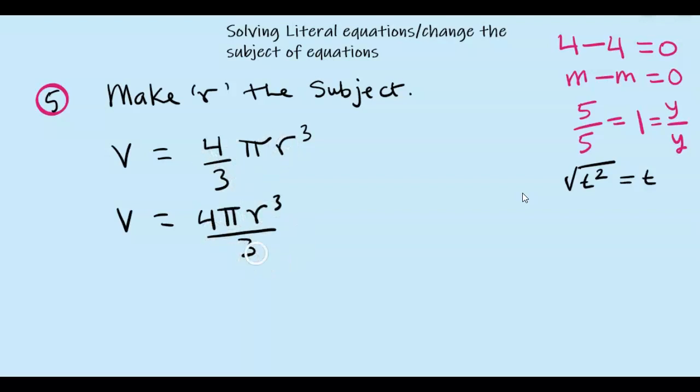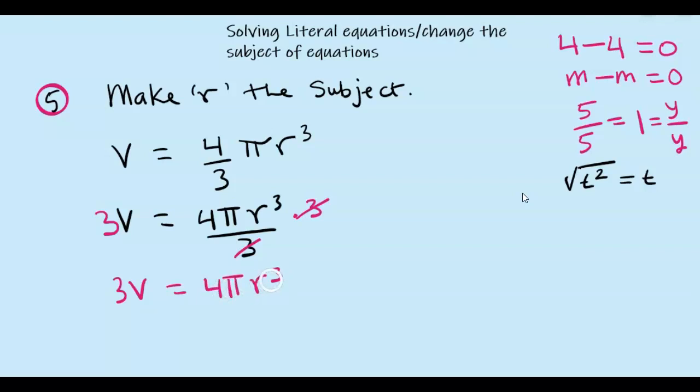We want to get rid of 3. It's being divided, so we will multiply. So we will multiply here by 3, and we will do the same thing here. When that happens, we are having the same number divided by itself, so it will turn into 1, so they will go away, leaving us with 3v equals 4 pi r cubed.